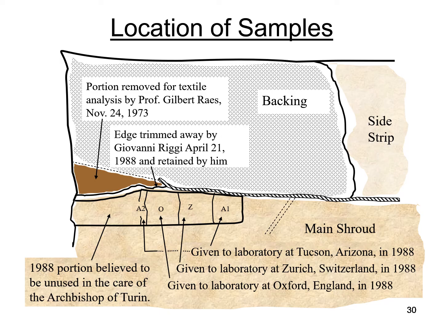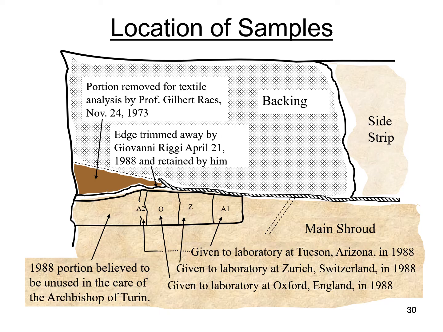Samples A1 and A2 were sent to the dating laboratory in Tucson, Arizona. Tucson was sent 2 samples so that approximately the same mass could be sent to each laboratory. Sample A2 was not carbon dated but was placed into a vault for later possible use. Sample Z was sent to the dating laboratory in Zurich, Switzerland. Sample O was sent to the dating laboratory in Oxford, England. Each of these laboratories cut their sample into subsamples so that 16 subsamples were carbon dated.